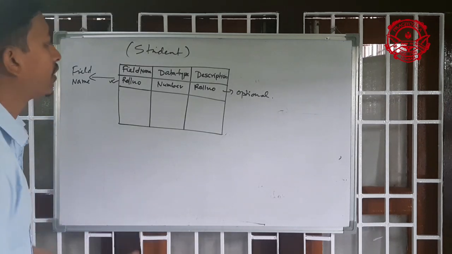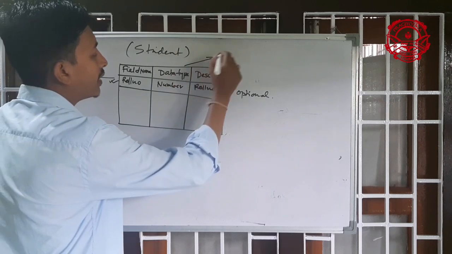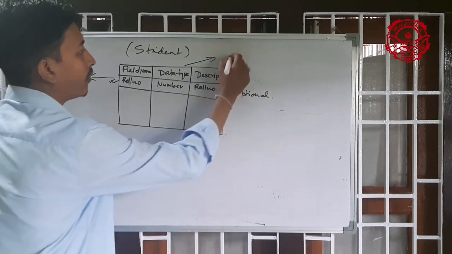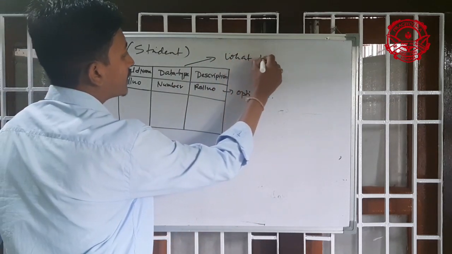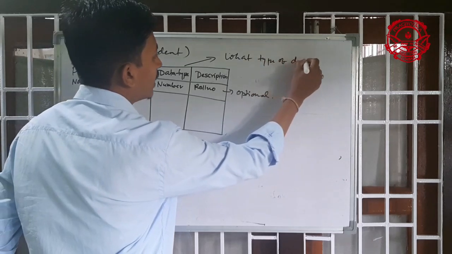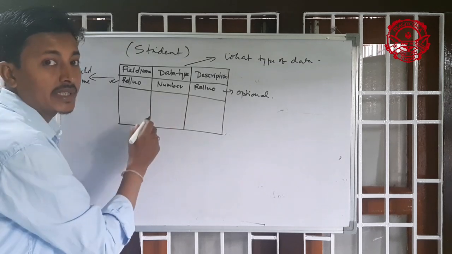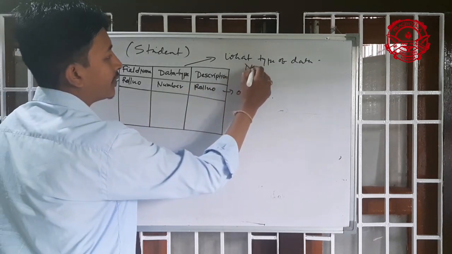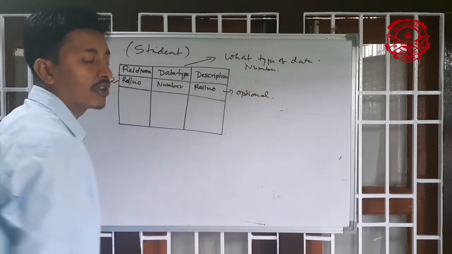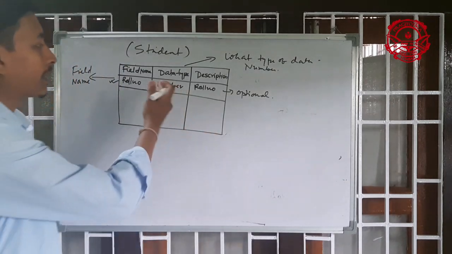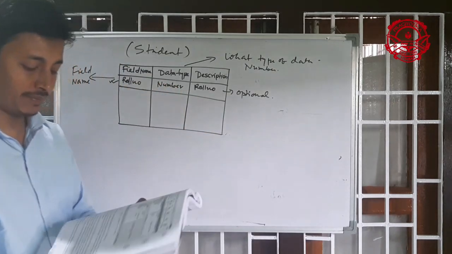Data types means what? What type of data do you want to store? The data here is a number. Roll number is a number. So that's why I'm giving the data type as a number.